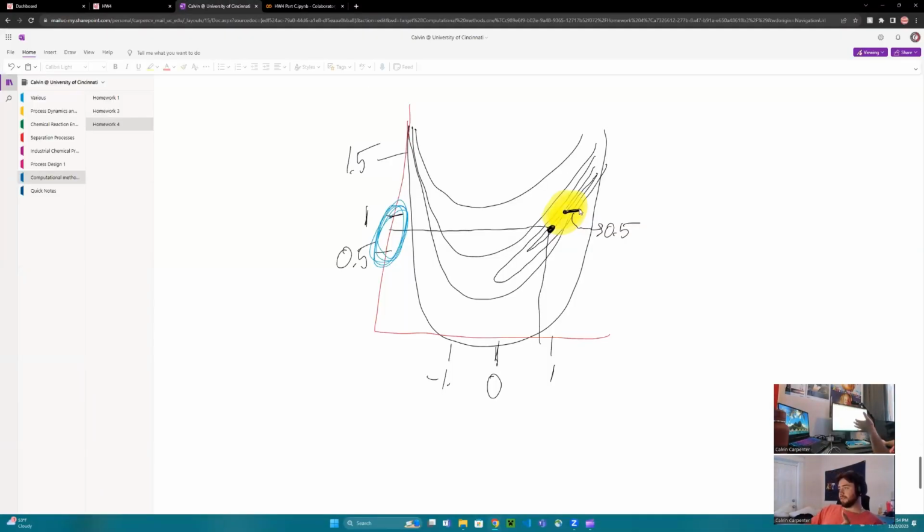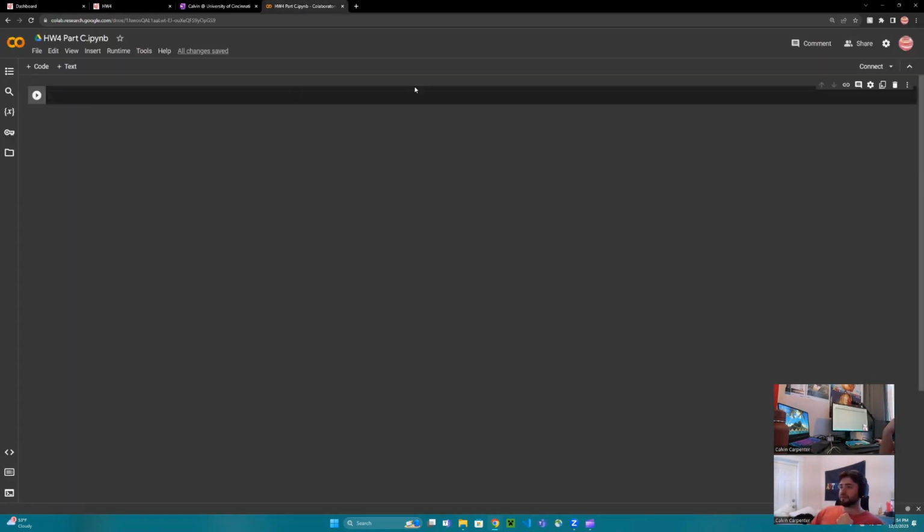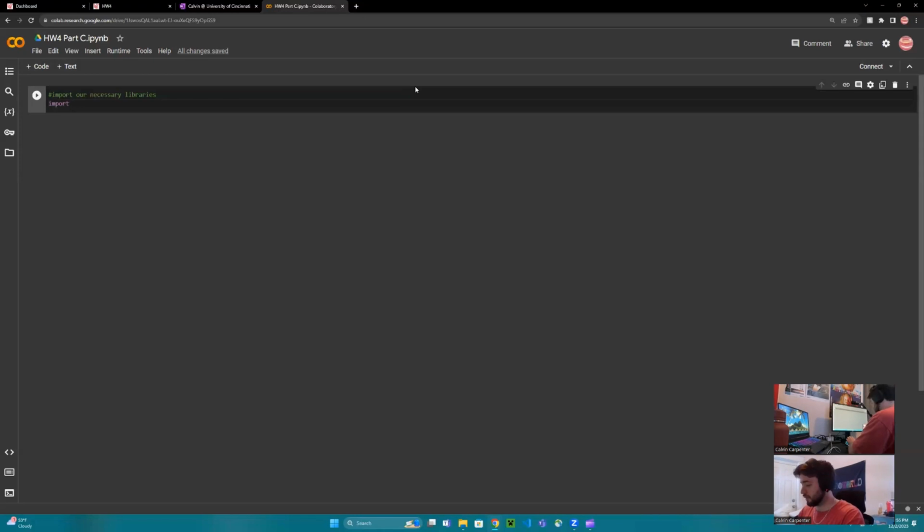So now that we've figured out that our function's minimum is going to be somewhere between 0.5 and 1, let's do a little coding to prove that. So now we're going to import our necessary libraries. Import numpy as np. Import jax as, actually, I don't need that.